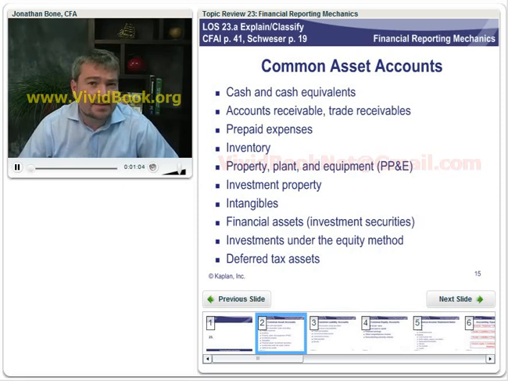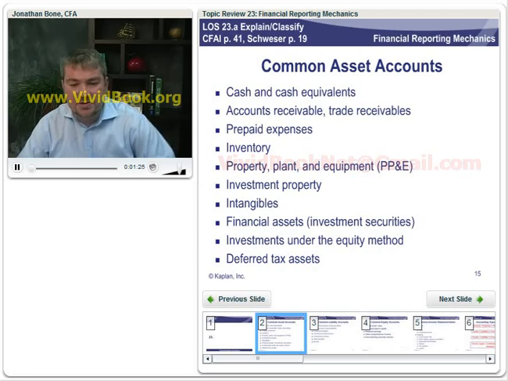Prepaid expenses. Now this is where we've paid for a good or service but not yet used it at the year end. And the argument is, if you've paid for something but not yet used it, the expense shouldn't go through the income statement. So instead we're going to record it as an asset in our balance sheet, indicating that we're entitled to use that good or service in a future period.